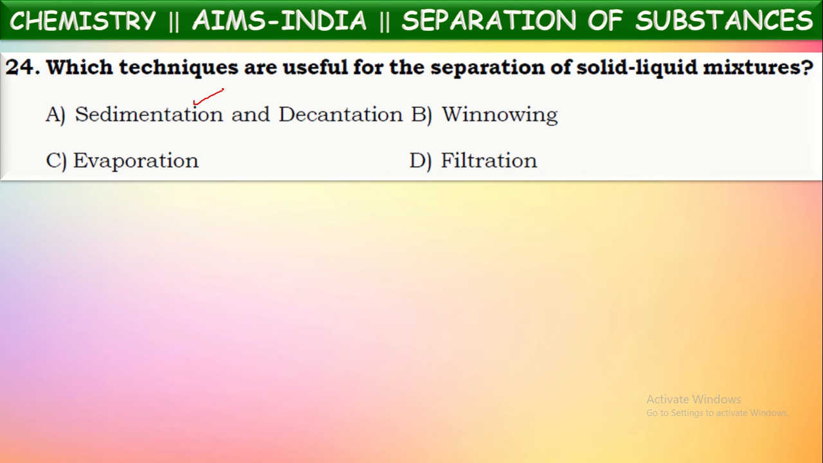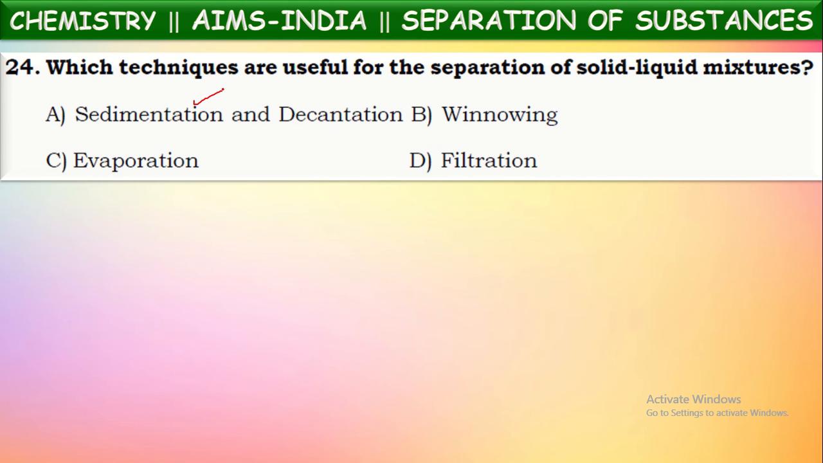For example, chalk powder mixed in the water can be separated by using sedimentation. Chalk powder or sand. What happens if the mixture is allowed to stand for some time without disturbing? Complete chalk powder or sand will settle down at the bottom of the container. That we call sedimentation. Then pure liquid will be separated into another container slowly by tilting the container. That we call decantation. So there we are separating a solid component from the liquid component.